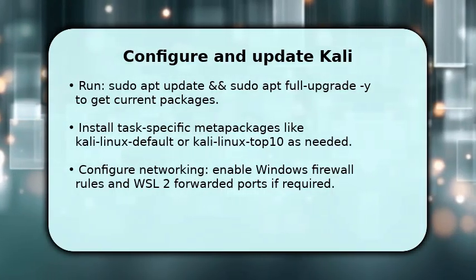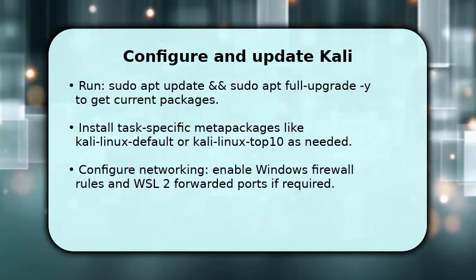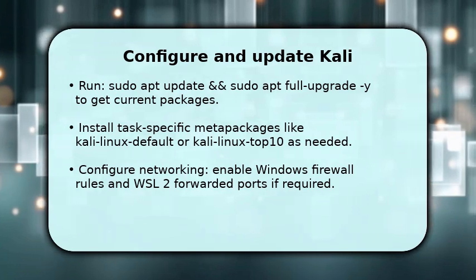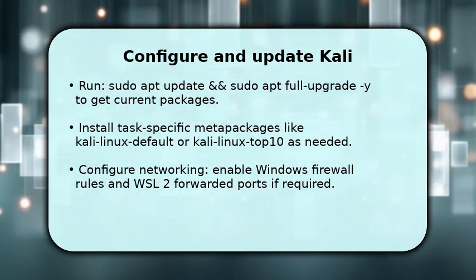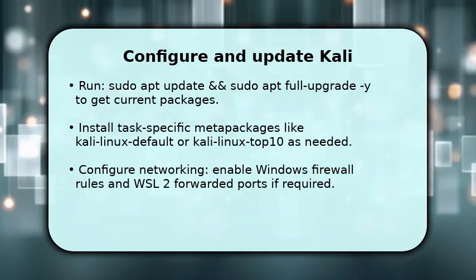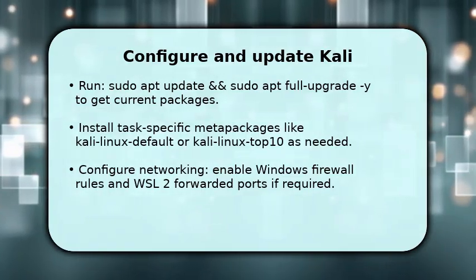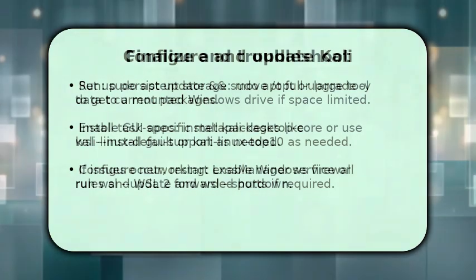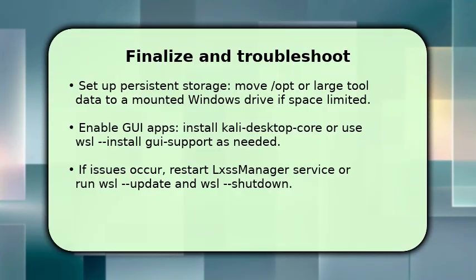Configure networking by confirming Windows Firewall allows WSL traffic, and if you need inbound services, forward specific ports from Windows to WSL2. Finally, install and configure a preferred editor and bash/zsh settings for workflow speed. Finish by adjusting storage and GUI options.